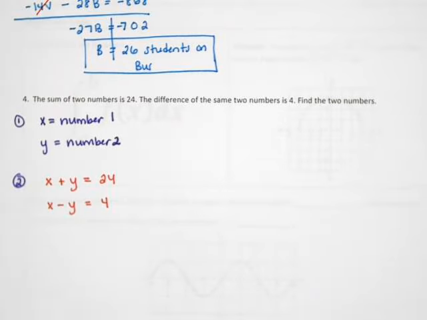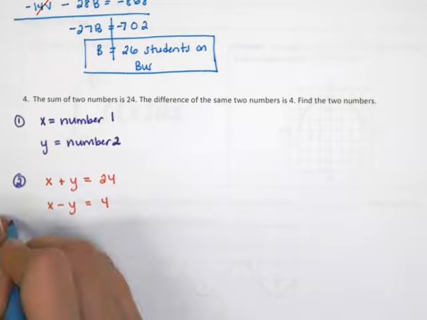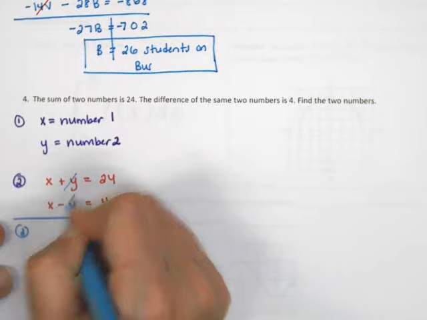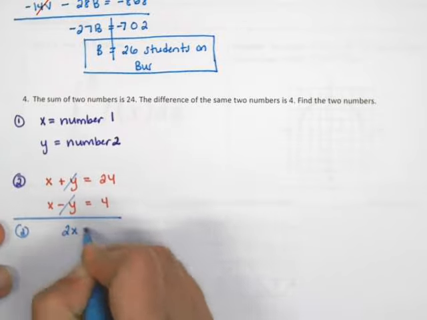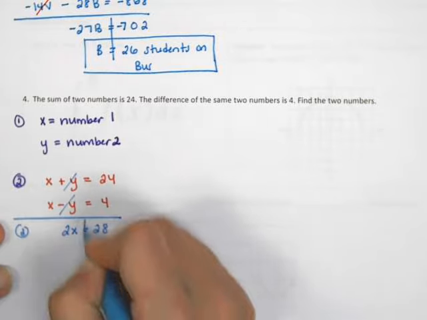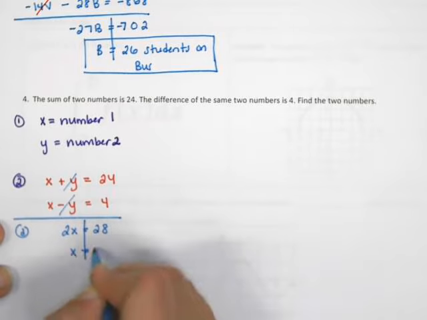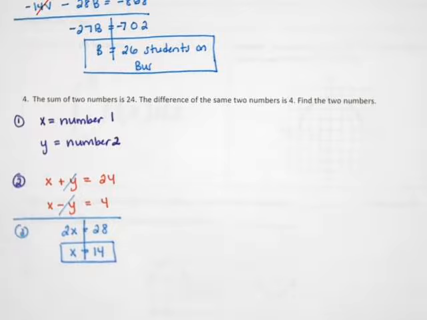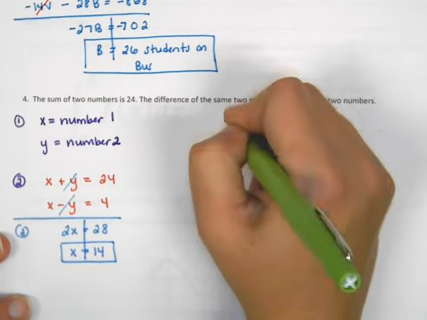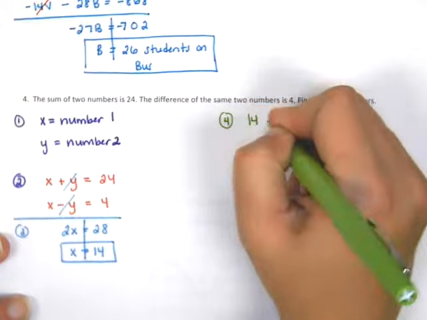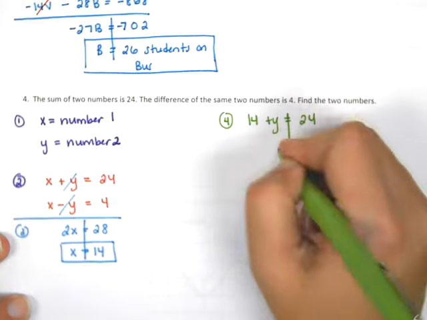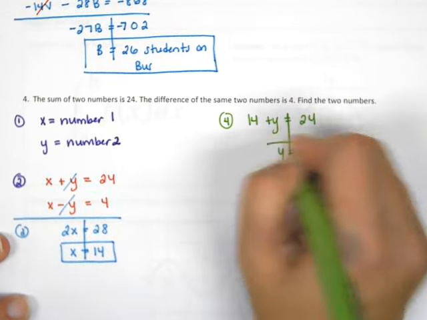Step number 3 is going to be to solve. Now to solve this, I don't really need to do anything extra because the y's will already cancel for me. So I have 2x equals 28. And then if I divide, I get x is 14. That's number 1. And now I'm going to take that number and plug it back into my original equation to figure out my y. 14 plus y equals 24. So y equals 10 would be number 2.